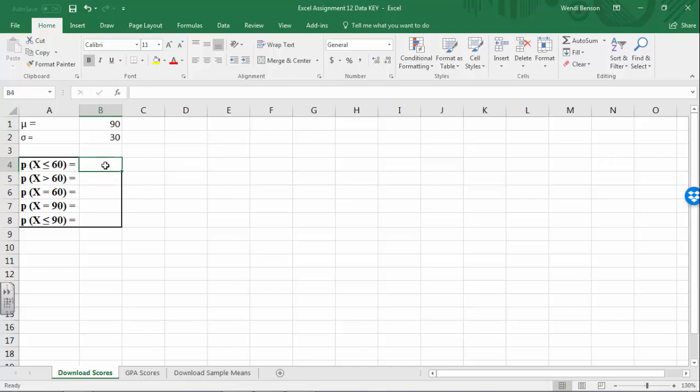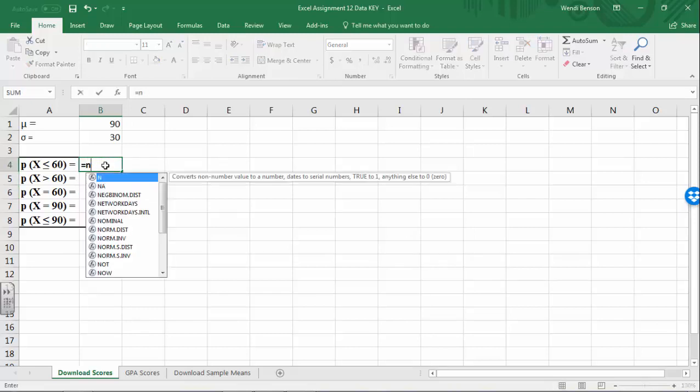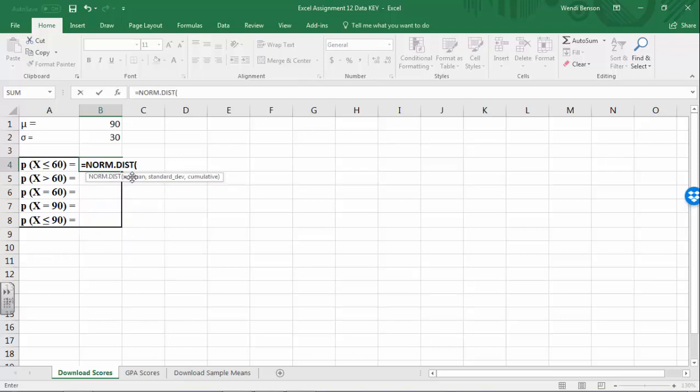So check this out. Type in equals norm, not norm, norm, all right? And then look for norm.dist. When you put your cursor over this, it'll tell you it returns the normal distribution for a specified mean and standard deviation. So double click that. First, we're going to highlight our x value, or in this case, since we don't have a value to highlight, we're just going to manually type in 60.